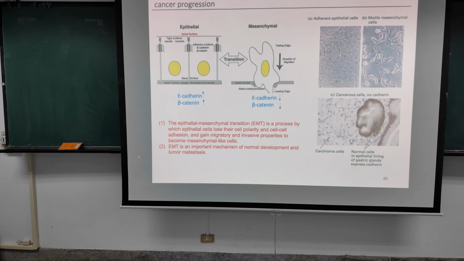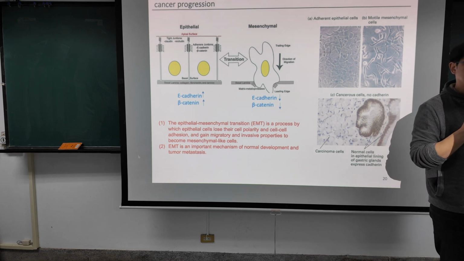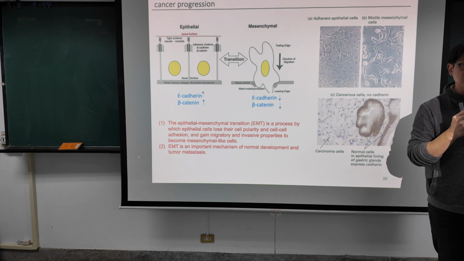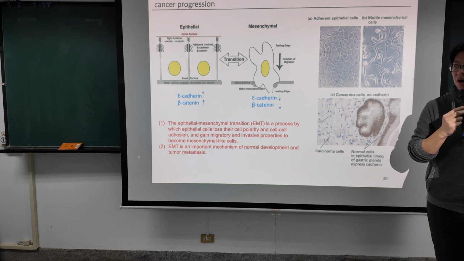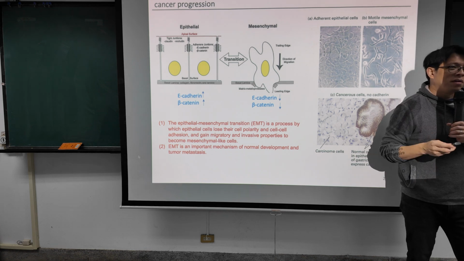Also, for such an adherens junction, there are E-cadherin and beta-catenin. E-cadherin is the core of the adherens junction, and beta-catenin is an adapter protein for it. Those are really important, and people believe these molecules are involved in the epithelial-mesenchymal transition, EMT. Some people believe it, some people don't.